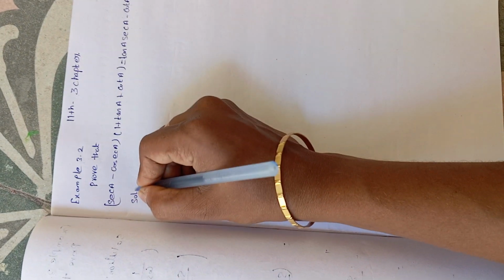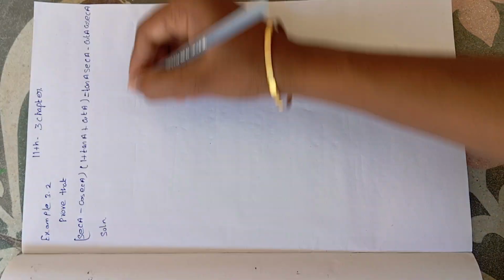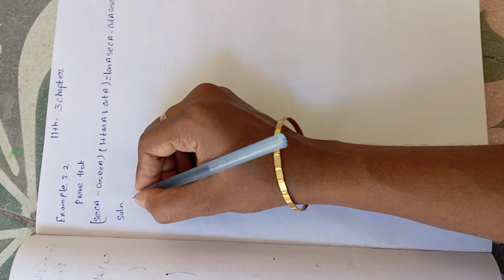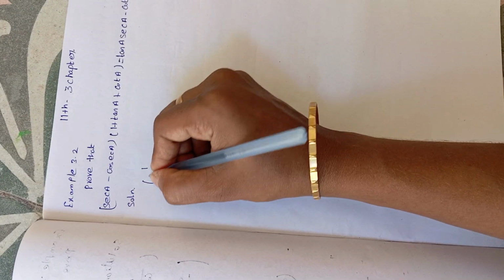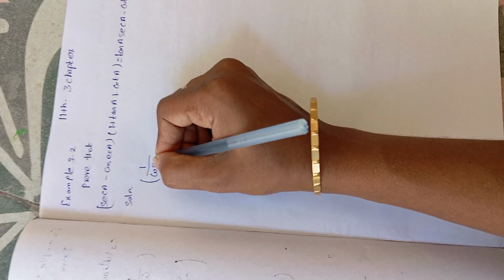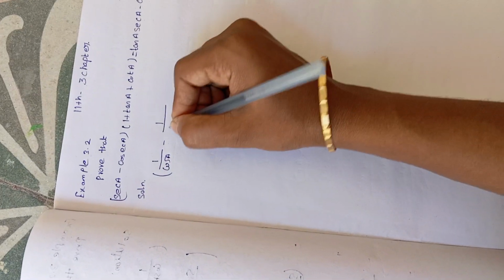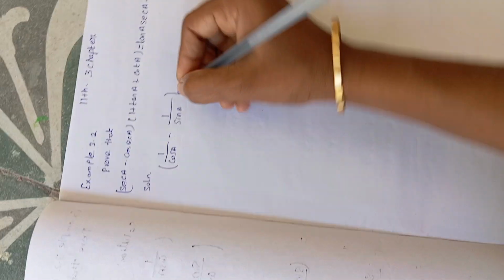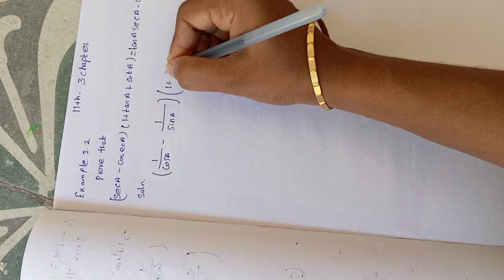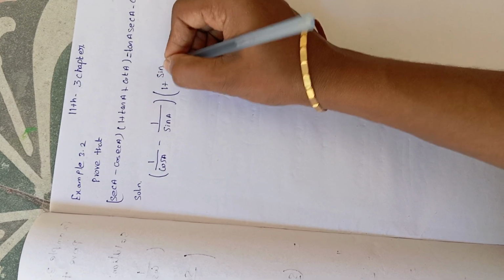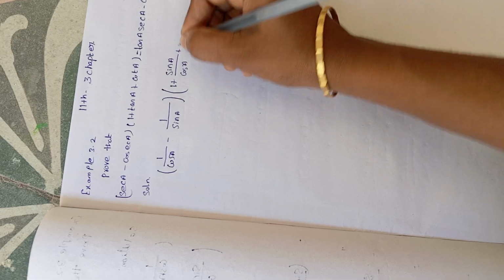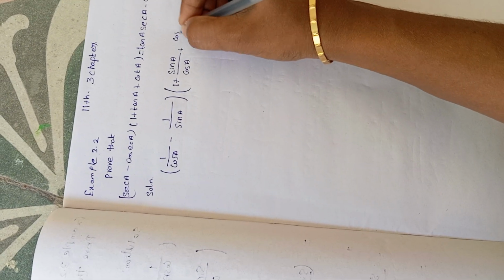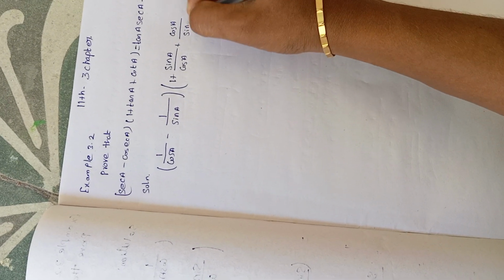Solution. Here using secant A is 1 by cos A, cosecant A is 1 by sin A, tan A is sin A by cos A, cot A is cos A by sin A.